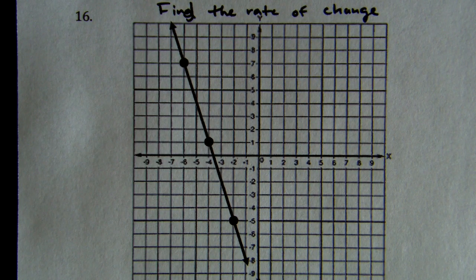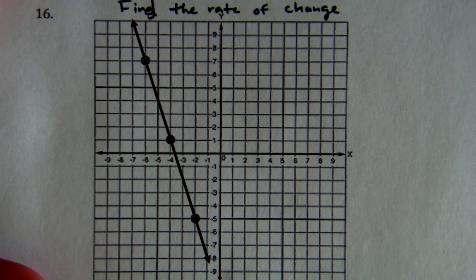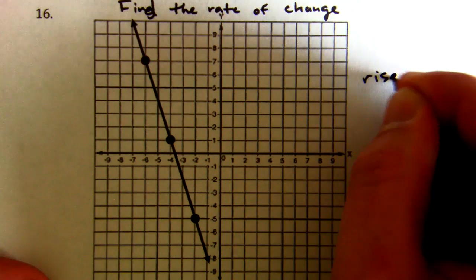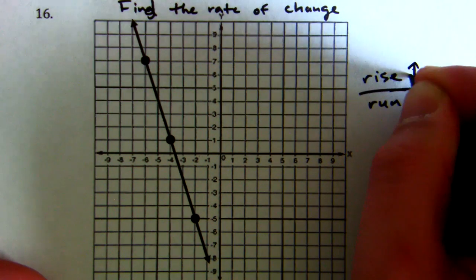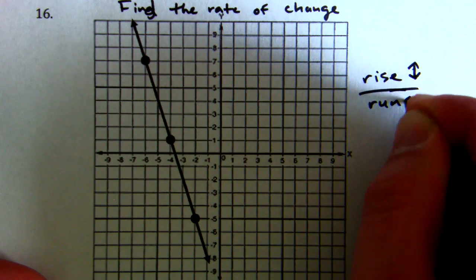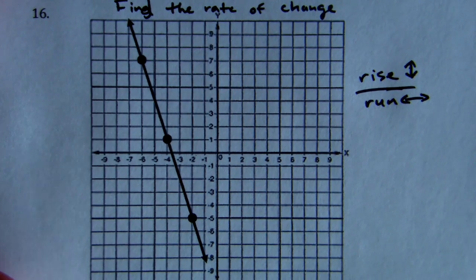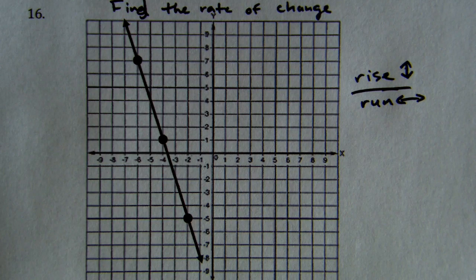We're trying to find the rate of change of this graph. And remember, when we're dealing with graphs, we are dealing with rise over run. Rise is how much you go up or down. Run is how much you go left or right. Now, we can pick any two of these points, and what we want to do is make a triangle between them.